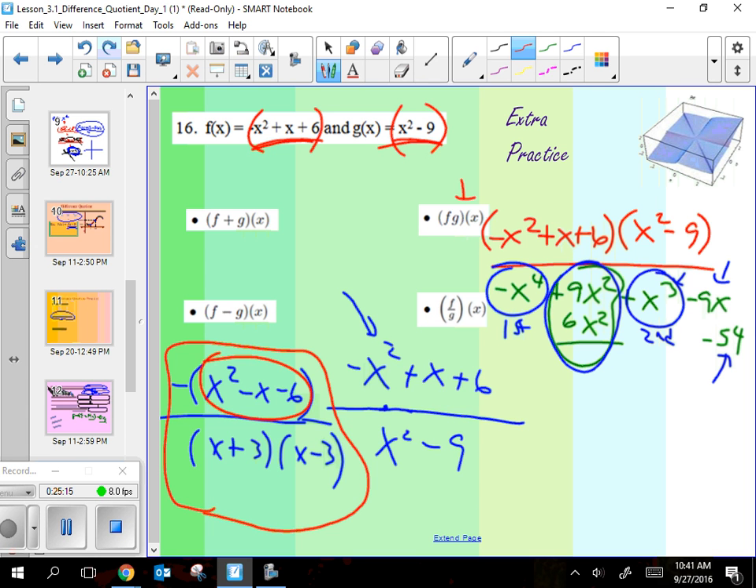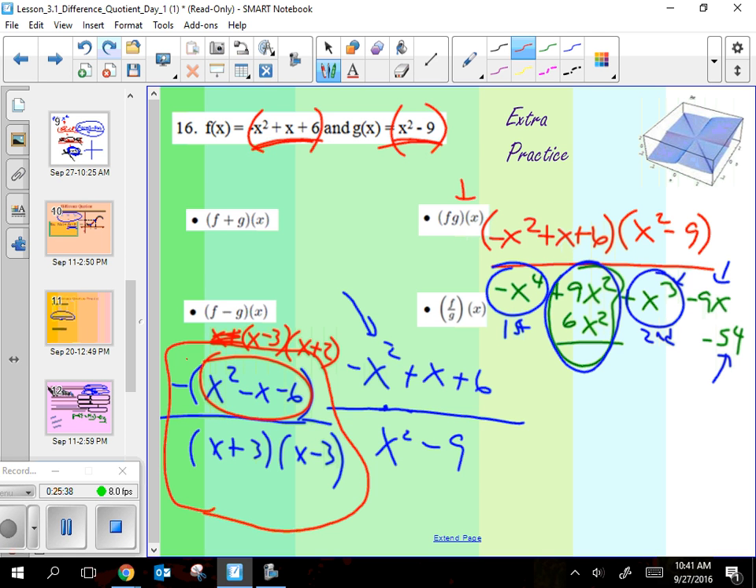This part factors into x minus 3 and x plus 2. You can just keep checking it, first, outside, inside, last, until you've got that factored.